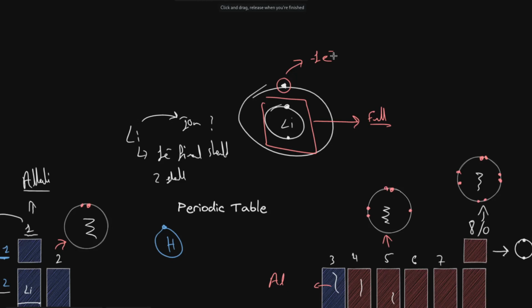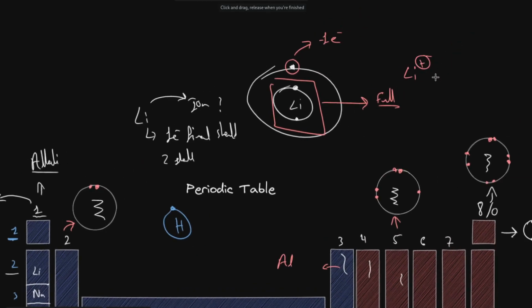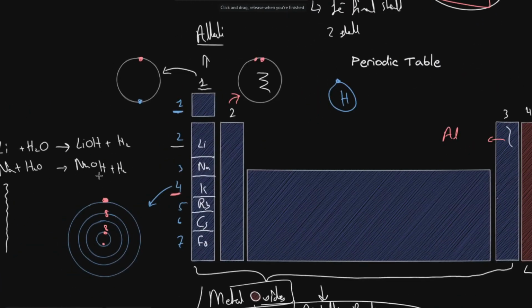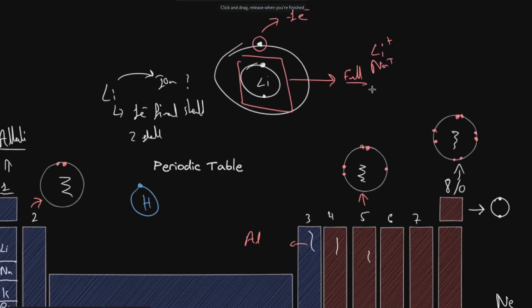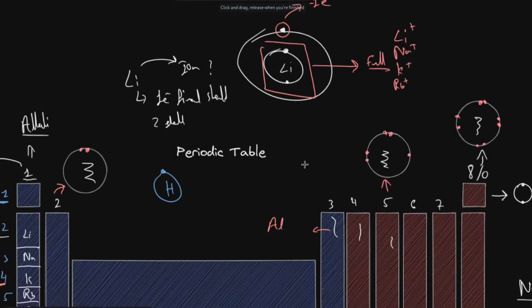Lithium loses one electron and forms lithium positive, and this positive trend or this forming of the positive charge is apparent for each of the elements in group 1. Sodium also forms sodium positive, potassium forms potassium positive, rubidium would also form positive, and so on and so forth.